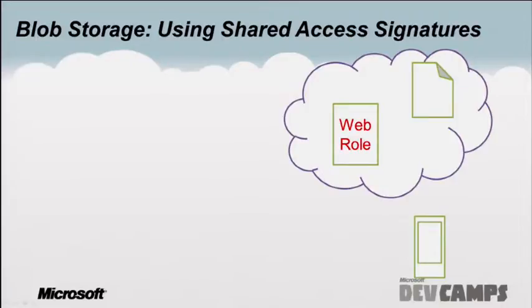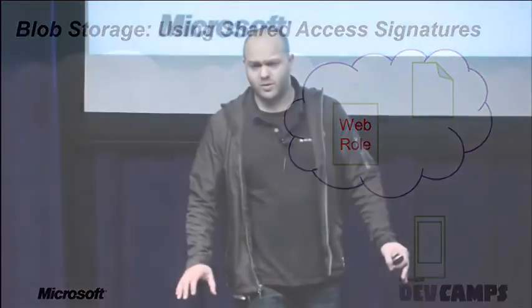If you're trying to upload that through the web role, you're going to start inundating it in terms of its capacity. Each physical machine has a specific bandwidth per second that it can utilize. If you're pushing things like images or video through that, you're going to have to scale out more and more just to handle those requests.